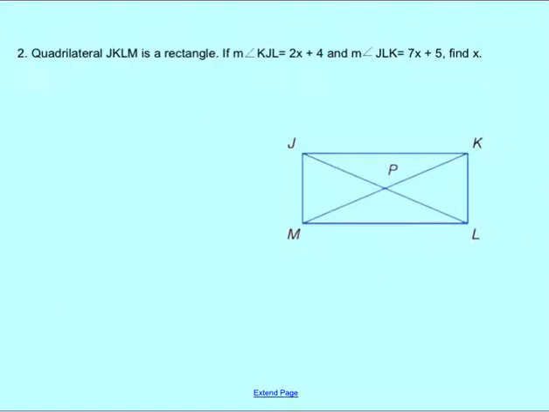All right, let's take a look at number 2. Quadrilateral JKLM is a rectangle. If the measure of angle KJL, this guy right here, is 2x plus 4.